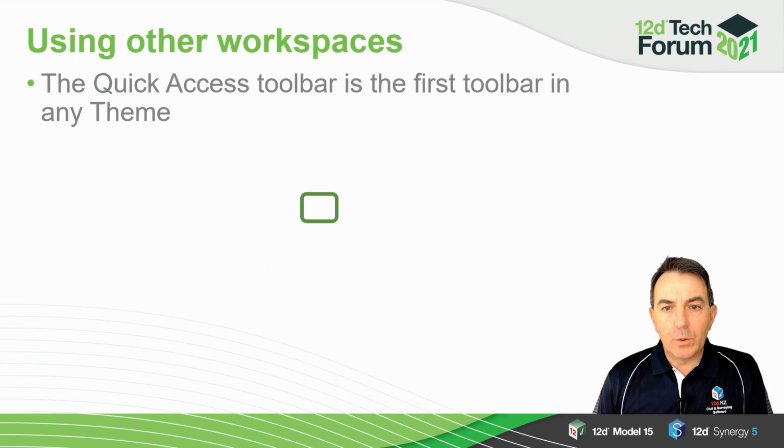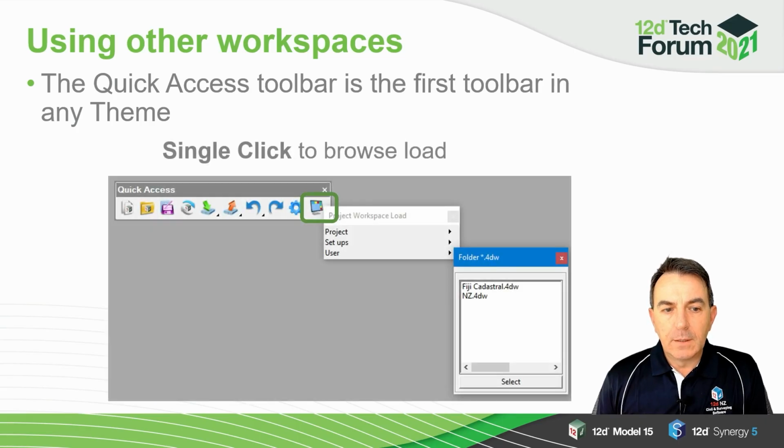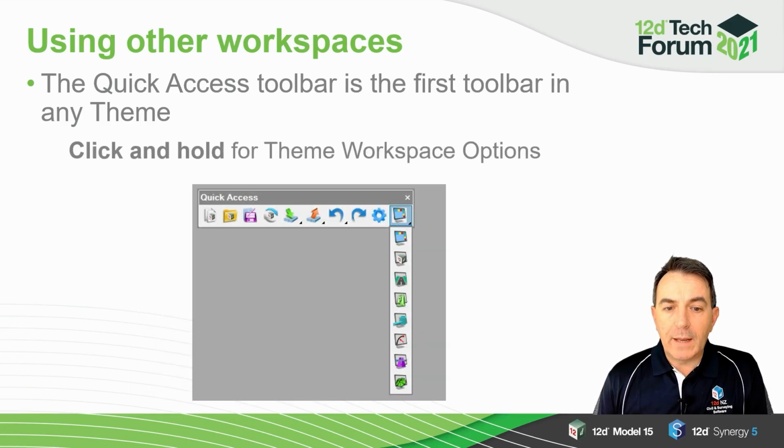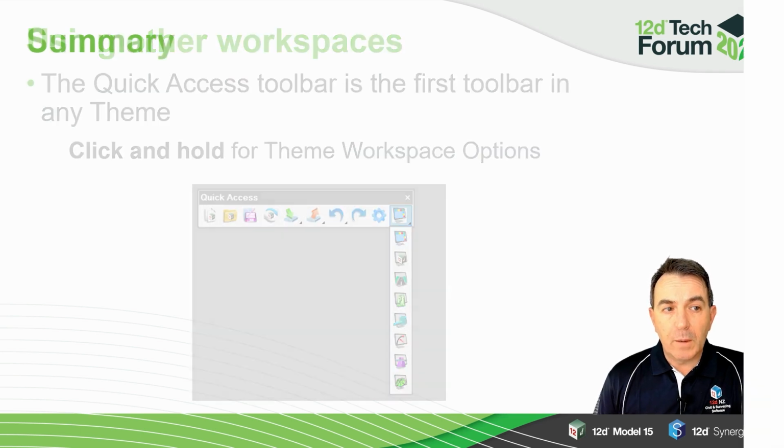The quick access toolbar is the first toolbar in any theme, and you can single click on that quick access icon to load either from the normal search path, the project, the setups, or the user. Now if you click and hold on that last button on the quick access toolbar, you'll get access to either loading a custom theme, or you'll see all of the other workspaces for the different themes that are installed with 12D available on that toolbar.